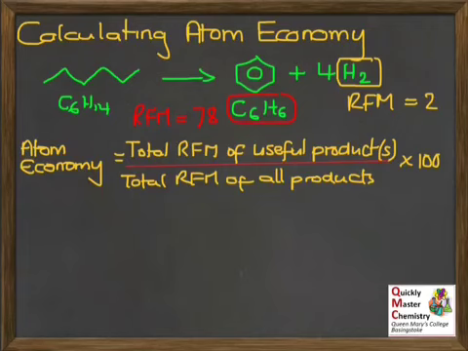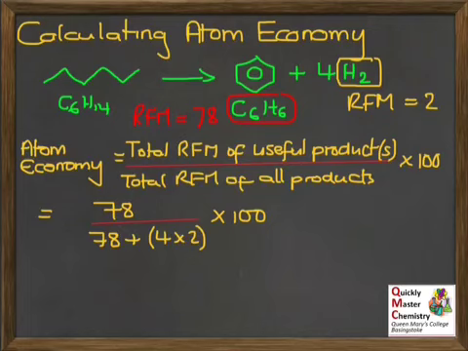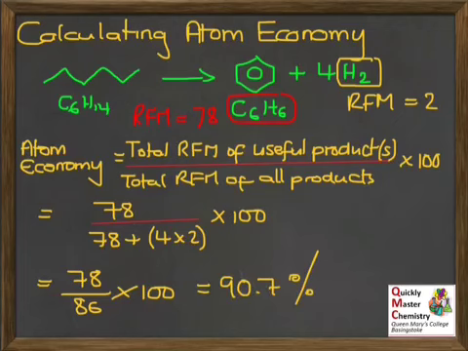Sticking the numbers in from the equation, we therefore have 78 on top. The balanced equation shows just 1 mole of benzene being produced, so 78. On the bottom we've got everything in the product, so the 78 for the 1 benzene, and then note in the equation there's 4 hydrogens, so 4 lots of 2, and times all of that by 100. That gives us 78 divided by 86 when we work out what's on the bottom, times by 100, and that comes out at 90.7%. So we can say the atom economy of this way of making benzene is 90.7%. 90.7% of the mass of all the atoms used ends up in our intended product, and the rest is waste.